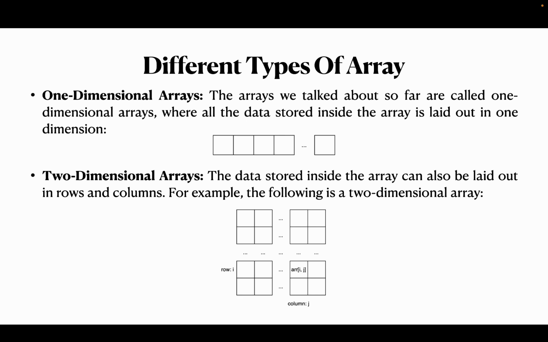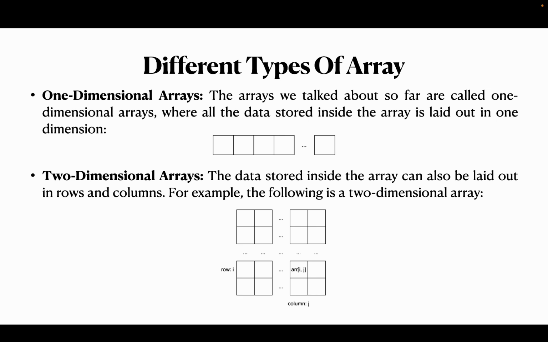Now, let's talk about different types of array. The arrays we talked about so far are called one-dimensional arrays, where all the data stored inside the array is laid out in one dimension. And data stored inside an array can also be laid out in two dimensions, in rows and columns, and this is called two-dimensional arrays. For example, the following is a two-dimensional array.